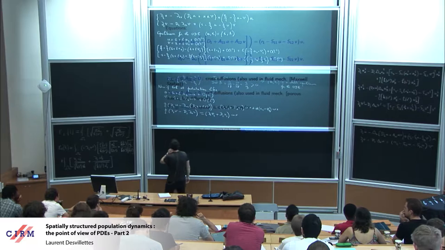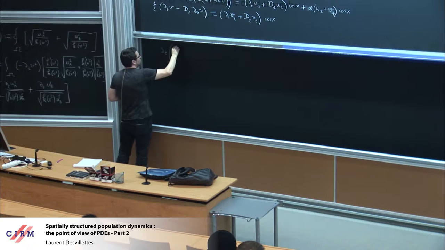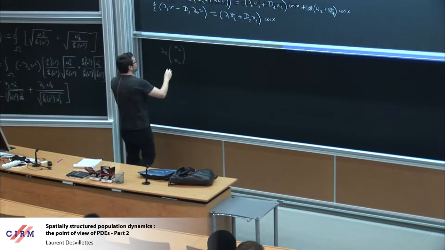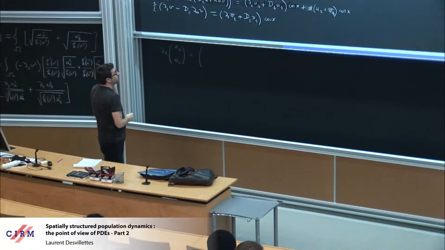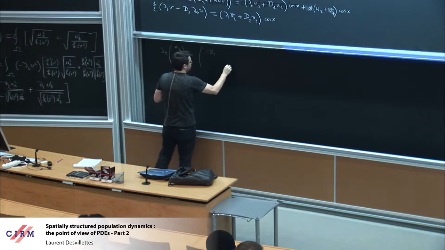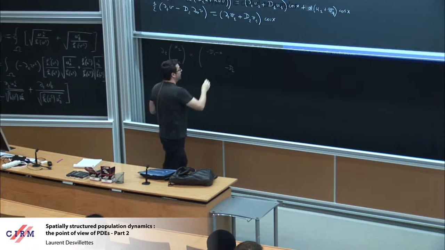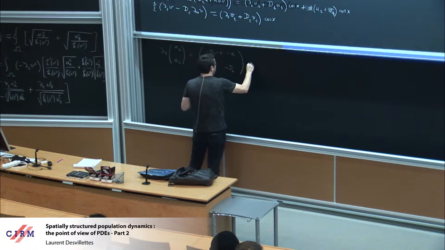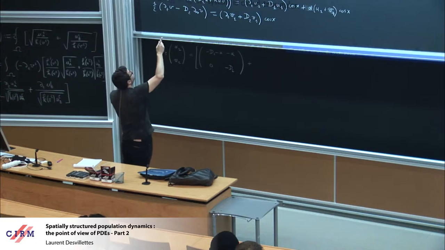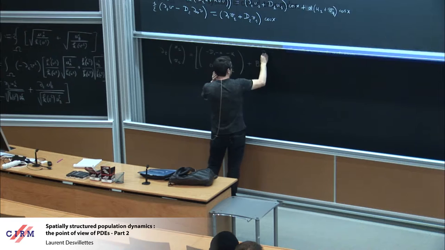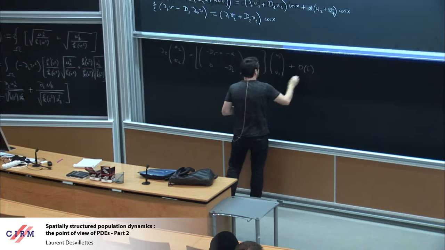So now if you write all of this in terms of U1 and V1, you end up with DT of U1, V1 equal to the matrix A, which will be made of minus D1, minus D2 here. As you can see, you also have minus alpha here, and you have finally minus alpha here. So it will be like that, plus the matrix which is due to the right-hand side, which was already computed, and which is here, so that is B, times U1, V1, plus something of order epsilon, okay?